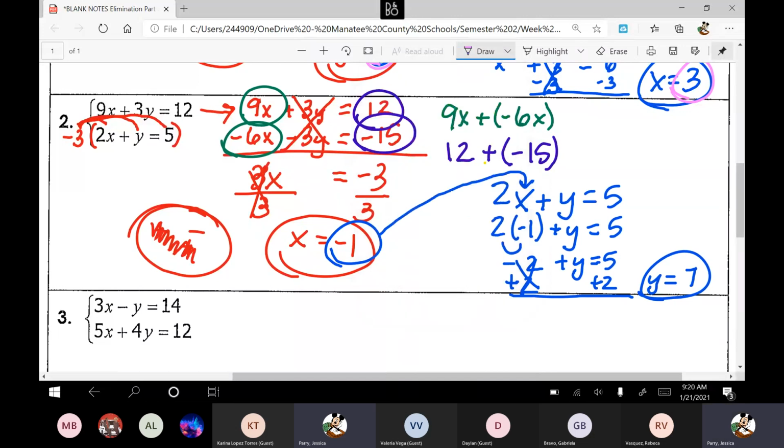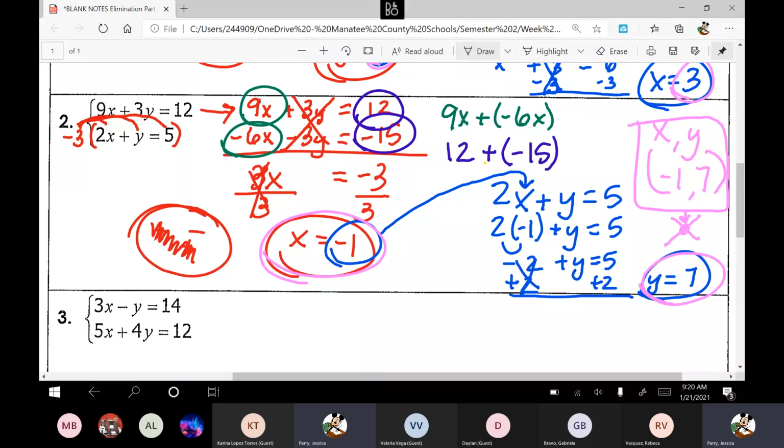Okay, so now we need to write out our final answer as x comma y, where x comes first, which is negative 1, then my y value, which is 7. Okay? So our final answer for number 2 would be negative 1 comma 7. And just like number 1, these lines, if we were to graph it, they would be intersecting with one solution at the point negative 1, 7.